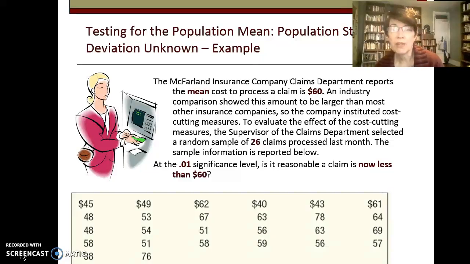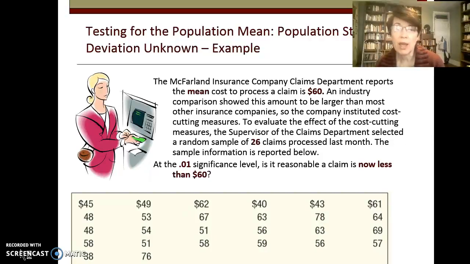To evaluate the most effective cost-cutting measures, a supervisor is selecting 26 claims to see where they fall in with the normal mean. At the 0.01 significance level, is it reasonable to claim a claim is now less than $60? So think about how we're going to write this hypothesis. That's the first thing we need to do. Of course, 60 is going to be what our number is for both of our H0 and our H1. And so we just have to think of the little symbols, the greater than, less than, those kind of symbols.